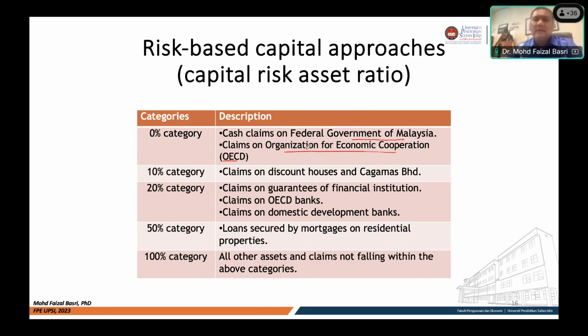Okay, so OECD ni mesti from the country level. So country ni can be if they issue bond, for example, or they issue any securities. Okay, securities yang issue oleh negara-negara OECD and also negara Malaysia. So why 0%? It shows that it is a 0% risk. Okay, when we talk about 0% risk, it shows that these types of investment have zero risk.